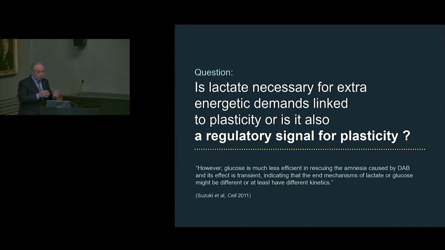We're now trying to understand the signal here. Now, the question then was, okay, well, lactate, of course, you remove lactate production, so maybe you don't have fuel. So no surprise that you don't have memory consolidation. So what we did was to replace, after DAB injection, lactate, as I showed you, but with glucose. Glucose doesn't do the job. It doesn't do the job like lactate.